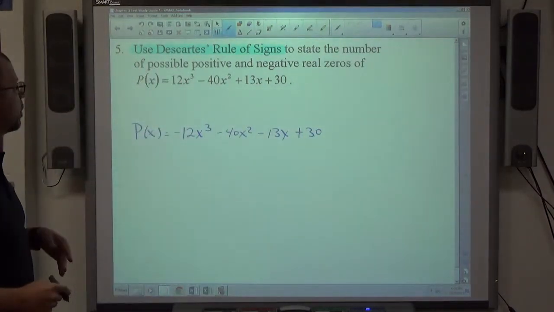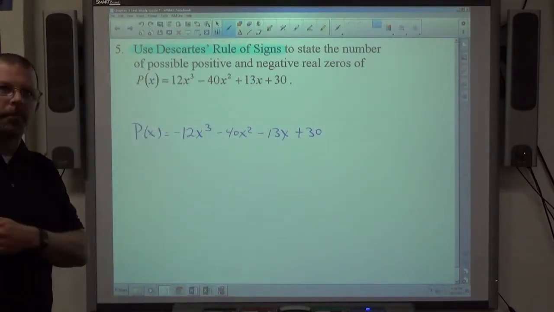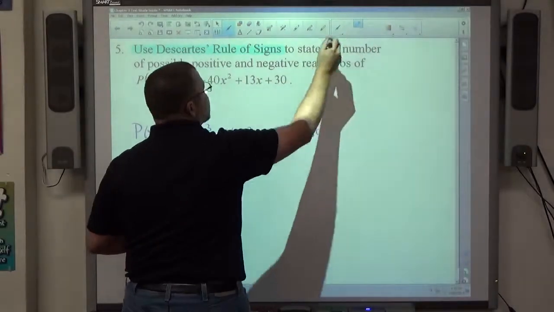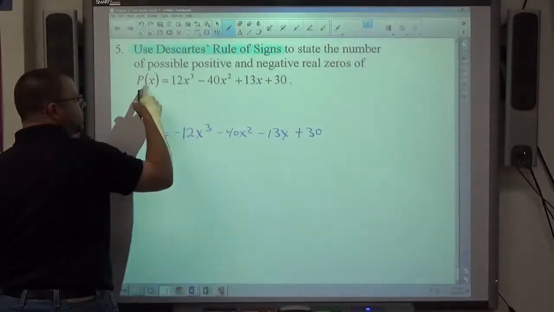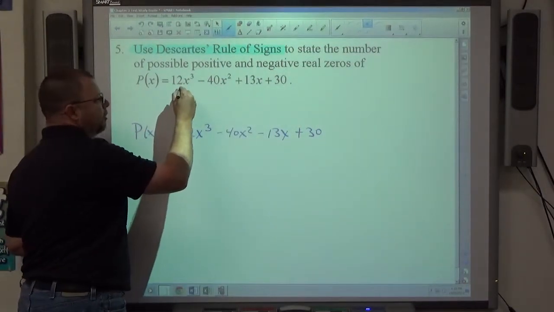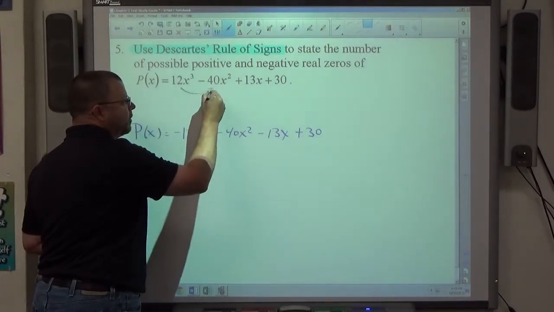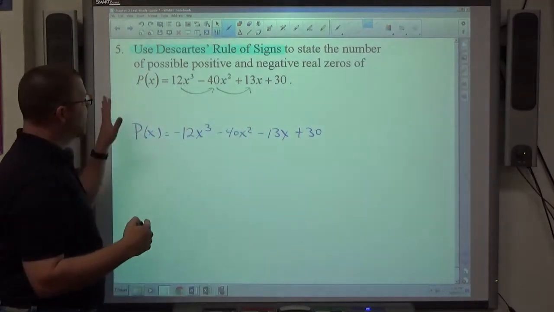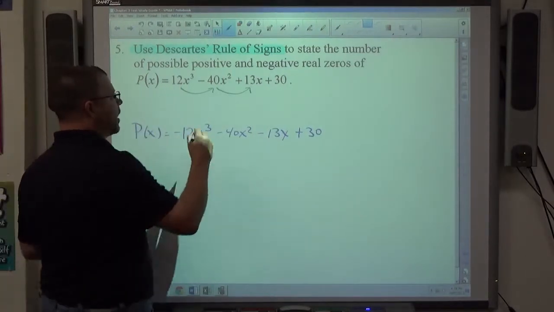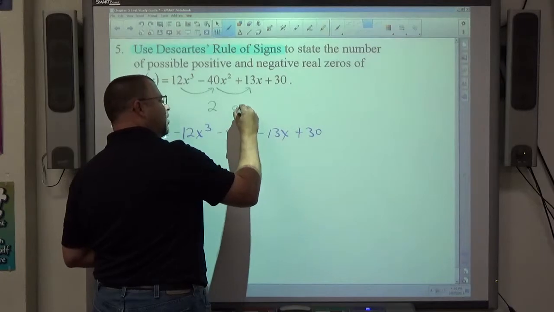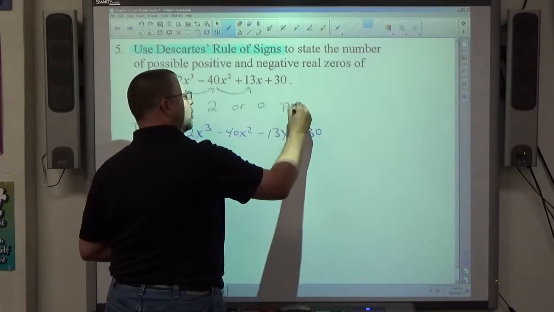And what we care about with Descartes' rule of signs is variations in sign from term to term. So the p of x here is written in descending order. All right, x cubed, x squared, x, constant. We start off with a positive number that varies to a negative. It varies again to a positive, but then it stays positive. So as far as p of x is concerned, there's exactly 2 variations in sign, which means there's either 2 or 0 positive solutions.